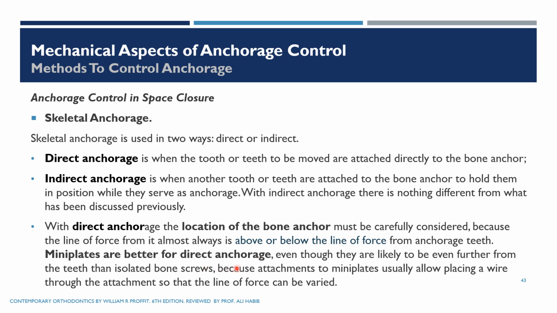Mini plates are better for direct anchorage. Why? Because they are really tightly anchored, and even though they are likely to be even farther from the teeth than isolated bone screws, because attachment to mini plates usually allows placing a wire through the attachment so that the line of force can be varied. So still, with mini plates, although they are away from the anchor teeth or from the teeth, high up or low, we can add wires so we can adjust the line of action and make it go through the center of resistance, for example, or whatever intended movement is desired.